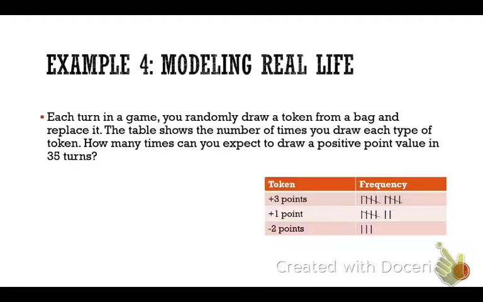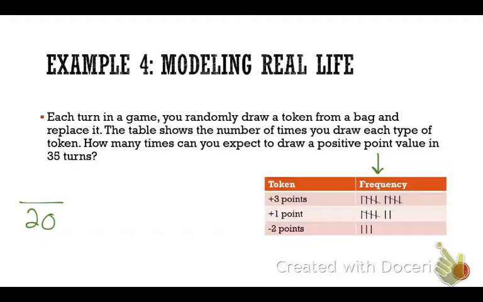Predict now, based on the statistics you have, how many times you can expect to draw a positive point value in 35 turns. So what you need to do is you need to calculate the relative frequency of this experiment. Okay, so this has been done, but it's not the 35. I need to see, okay, out of all of these flips, how many total flips were there? Can you count them up real quick? 10, 17, 20 flips, okay? So 20 was the total number of experiments from the table.